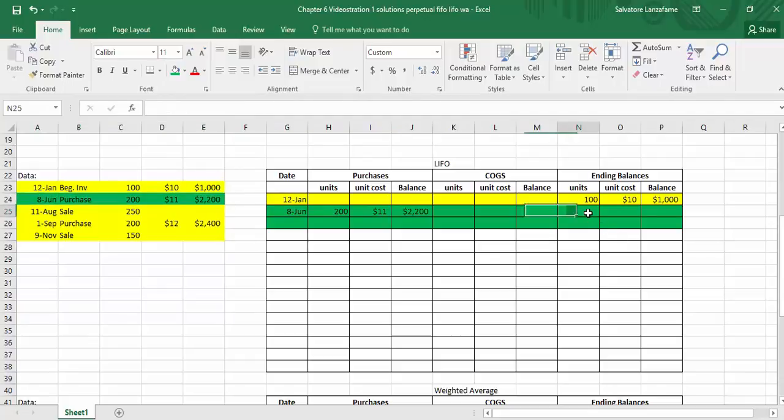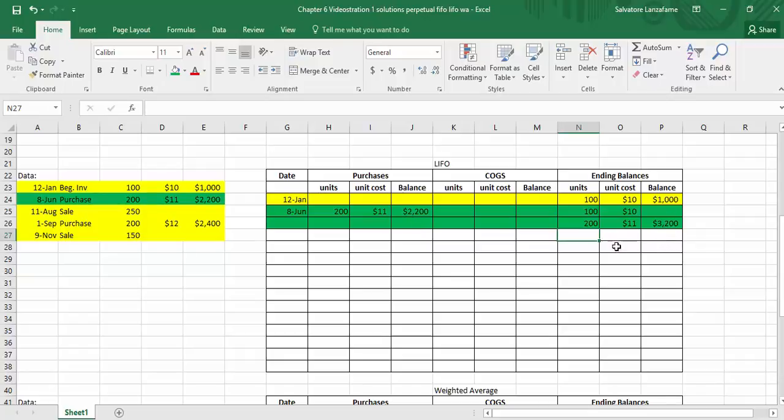So now I've got the 100 at 10, and now I have 200 at 11. So just like up top, when we did FIFO, I'm going to go 100 times 10 plus the 200 times the 11, and I get 3,200. You could be saying to yourself, why don't you just add the 1,000 in yellow to the 2,200 in green? That also would have gotten you 3,200.